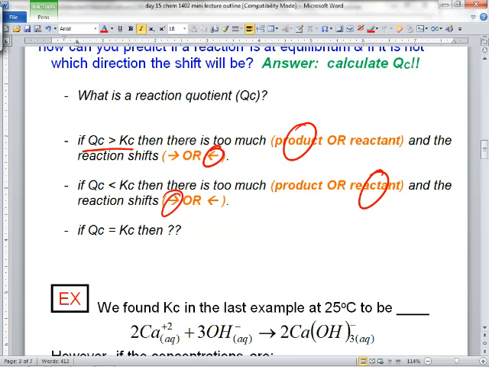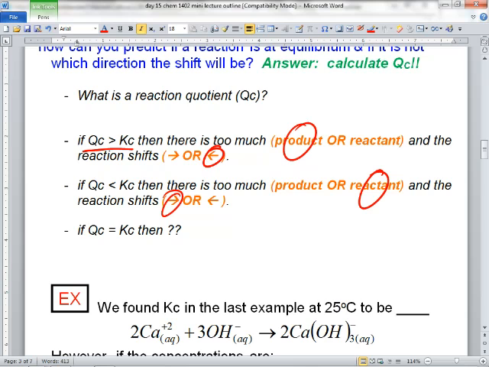Too much reactant, so I have to shift forward and make more product. It's also possible you go through all this work and calculate a Qc that's the exact same thing as Kc. It's at equilibrium. There is no shift. You have the equilibrium composition right there in front of you.